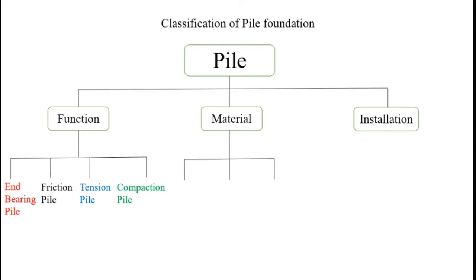Second approach of classifying the pile is based upon material. Then you can easily guess what will be these material. First is the oldest material used for construction, timber. Second one is a steel pile. Third one is a concrete pile. Okay, concrete piles are nothing but the RCC pile.